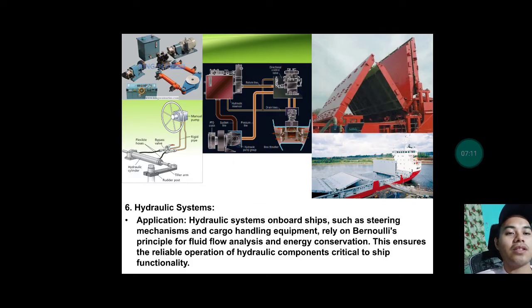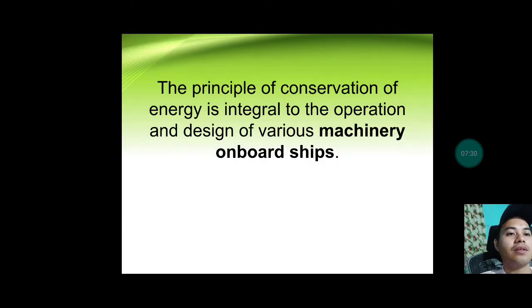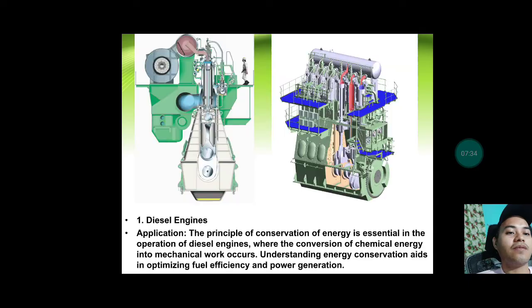So we have a steering gear system. So we have a steering wheel. We have a hatch cover hydraulic system on board ships. So we have different types of hydraulic systems on board ships that use Bernoulli's principle. So there are different machinery on board ship that use the principles of conservation.